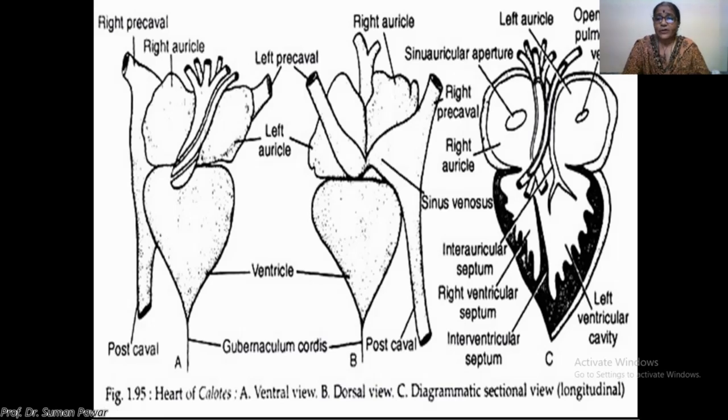This cavum dorsale is closely associated with the left auricle. It receives the oxygenated blood from the left auricle, whereas the cavum pulmonale receives the deoxygenated blood from the right auricle.